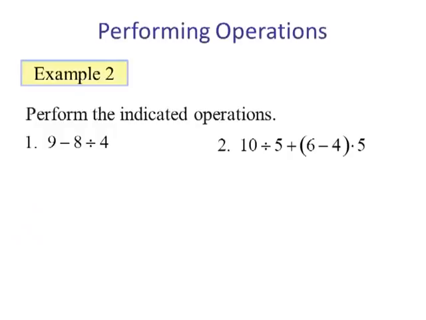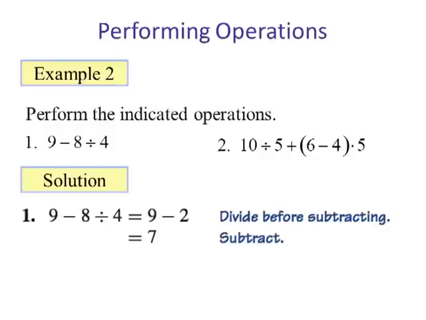Example 2. Number 1, we have 9 minus 8 divided by 4. So the first thing that we would do is division. 8 divided by 4 is 2. So we're going to take 9 minus 2, which is 7.